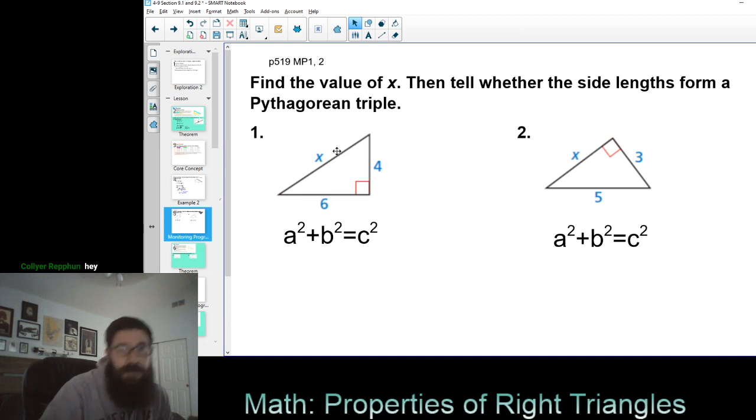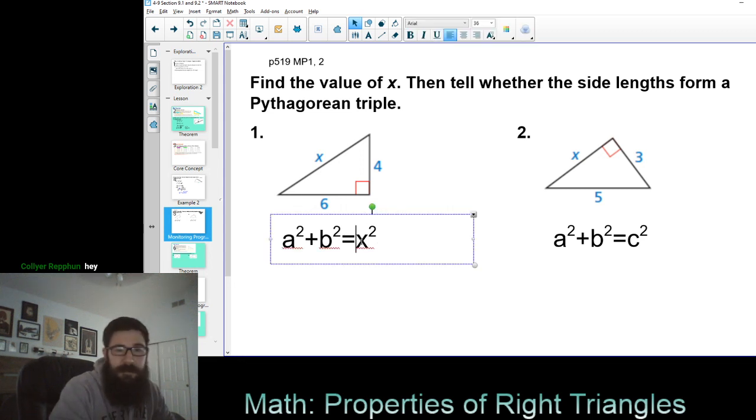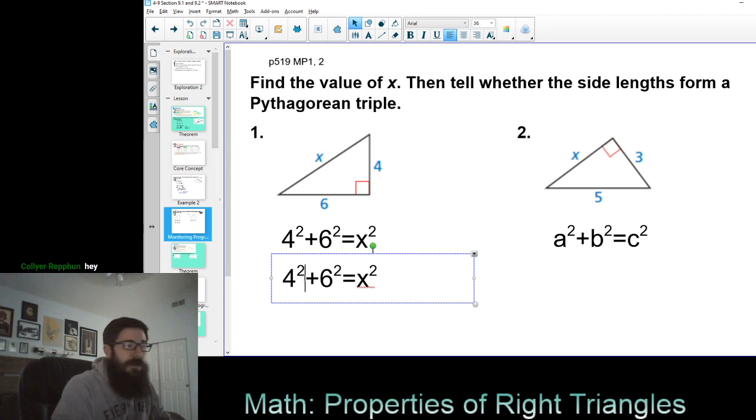So for this first one, number 1 under monitoring progress, I notice that x is my unknown. I'm going to replace that with my c value because it's my hypotenuse. I know my legs. I've got a 4 and a 6. If I square those, 4 squared is going to give me 16. 6 squared is going to give me 36.